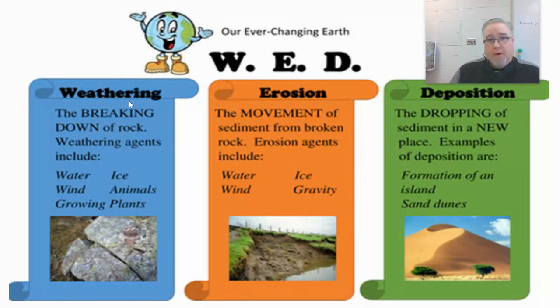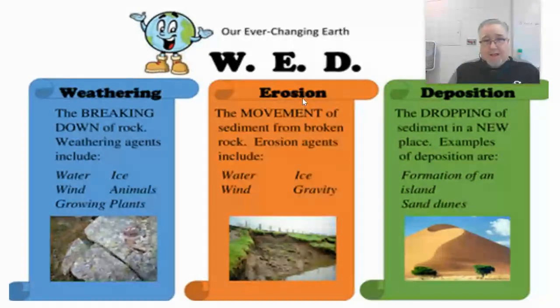The terms are weathering, erosion, and deposition. WED, wed. All three of these things have something in common. They're all kind of part of the same process. But weathering is simply just the breakdown of rock. So think about some things that might contribute to the breaking down of rock. Things like water accumulation, ice, wind, even plants and animals can actually break down rock. All right, so the weathering of rock is just the breakdown into smaller pieces.